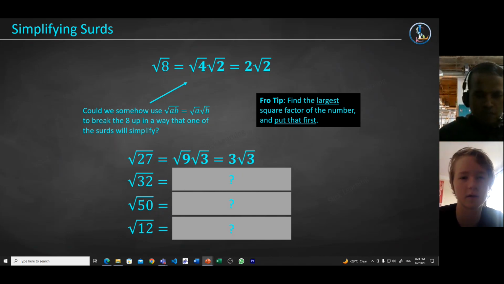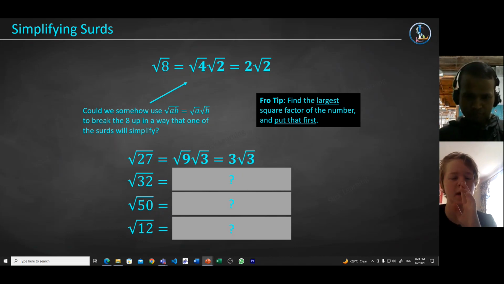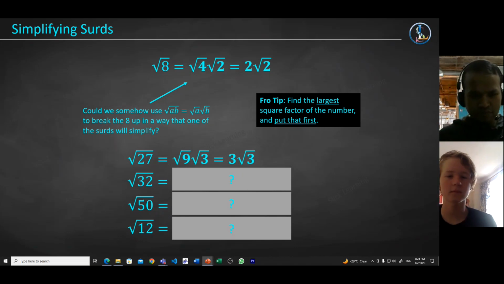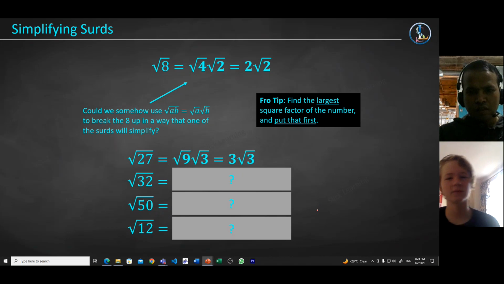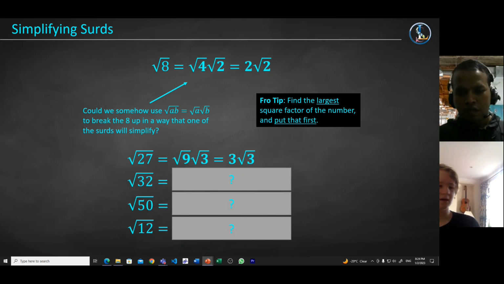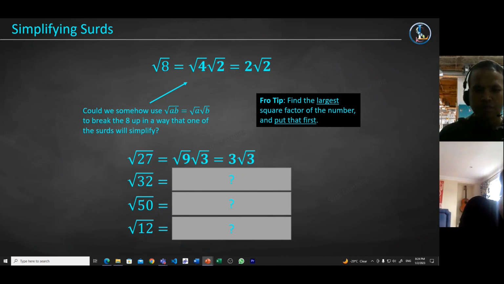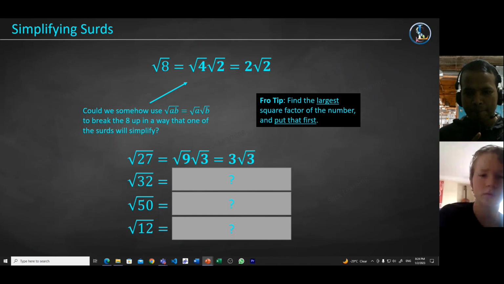Then how about the next one? Square root 4 square root 8. Could you square root the 8 even more? I mean, could you simplify it? You can. So do we simplify the 8 down even more?